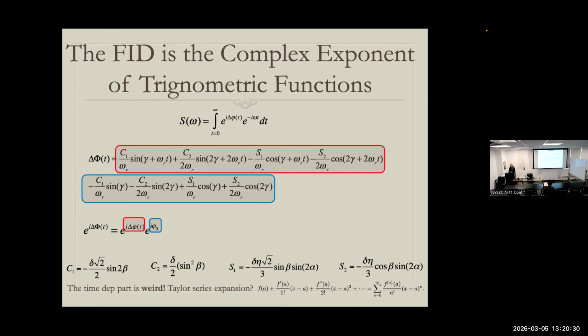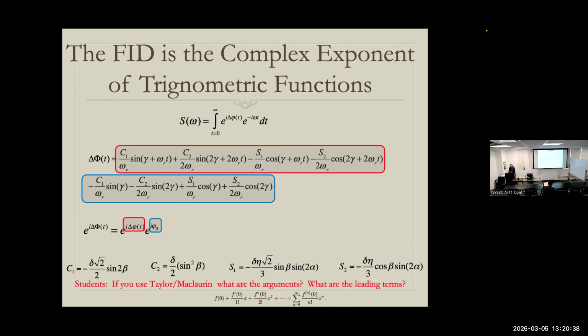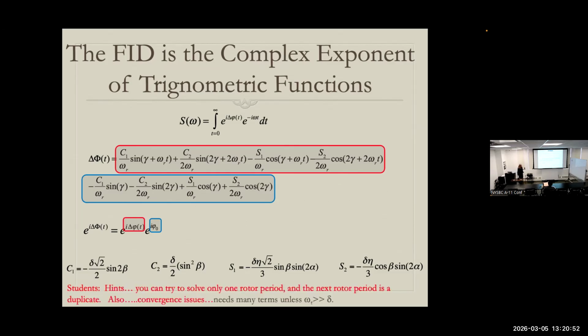So the time-dependent part is weird, I say at the bottom. Would you like a Taylor series expansion? And actually, you could specifically use Maclaurin because if you think, okay, what are the arguments here? What's the key variable? What are the leading terms? One of the hints that comes to mind eventually, hopefully, is that you could try to solve only one rotor period, and then the next rotor period is replicated. If it completely refocuses, it has no memory of itself. It just still has the same Hamiltonian. Repeat.